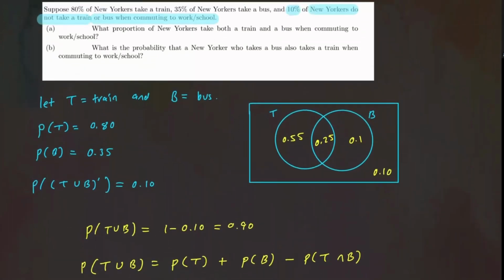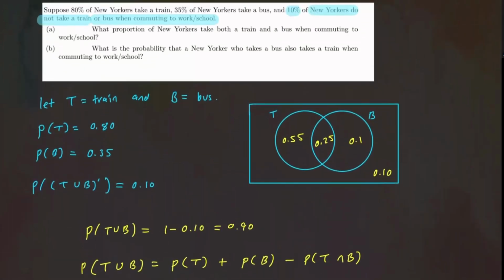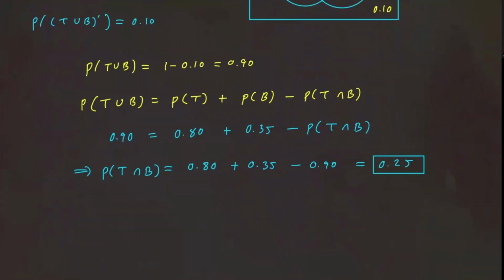So going back to the problem, part A, what portion of New Yorkers take both? So we want both train and bus when commuting. So we want just that part of the region. So we know for A, we want the probability of T and B. That will be 0.25, as we computed by using the union formula or simply by looking at the Venn diagram.